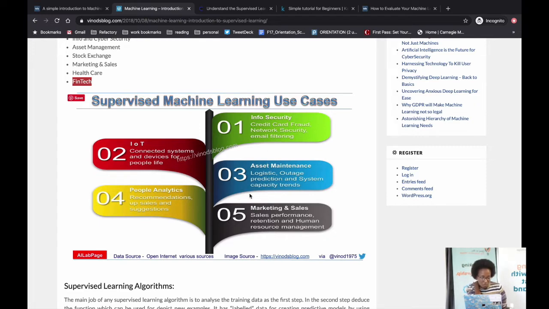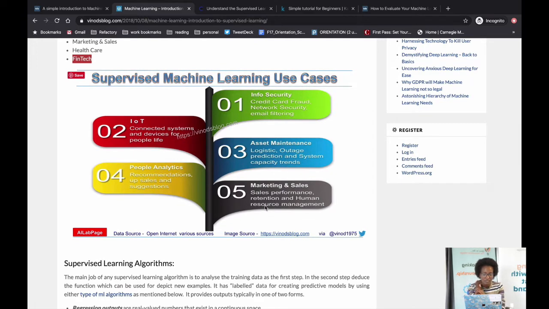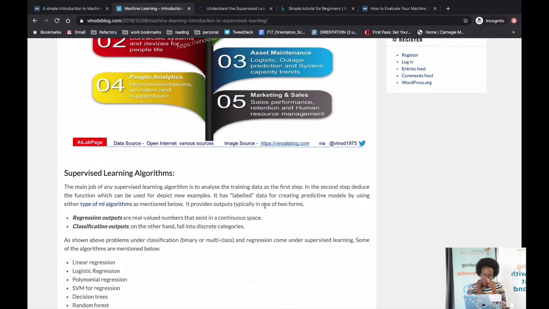So something like Umeme here, for electricity or even water. Utilities, really. You can try to predict outages. You can try to predict what the system capacity is, how the trends of the system capacity look. Marketing and sales, like sales performance, retention, and human resource management. So as long as you have data and you analyze, you have a real business problem and it is very uncertain how you can get trends from it or predict in the future what it will be, you can always use machine learning algorithms.